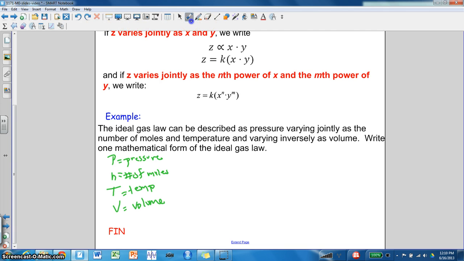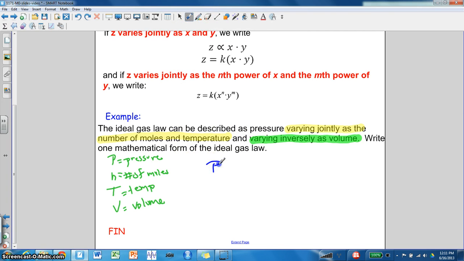Okay, so now translating this statement into mathematics. It's saying the ideal gas law can be described as, and let's highlight some things, varying jointly as, okay, so that'll be the first thing. Joint variation means I have a product, so I need moles and temperature, okay? So those are the two things being multiplied together. And then varies inversely as volume, okay? Let's write this out mathematically now.